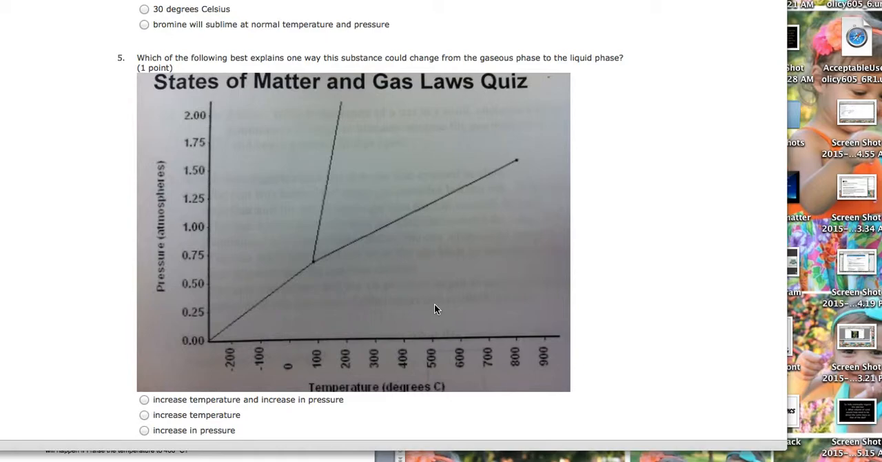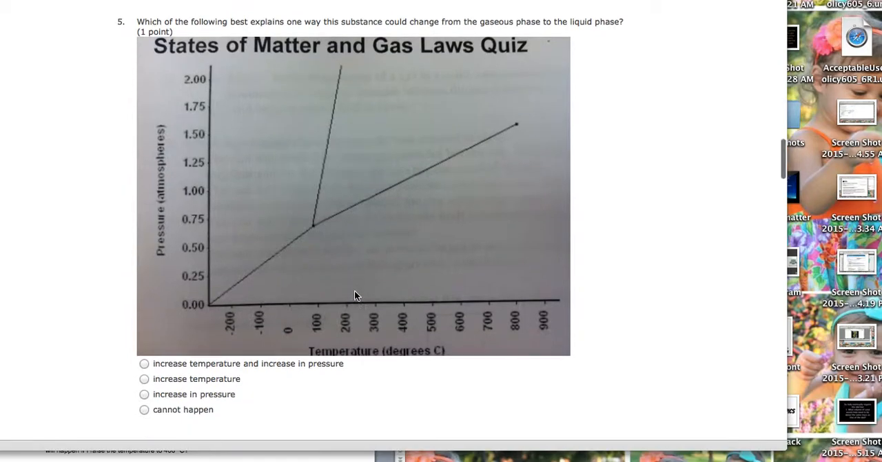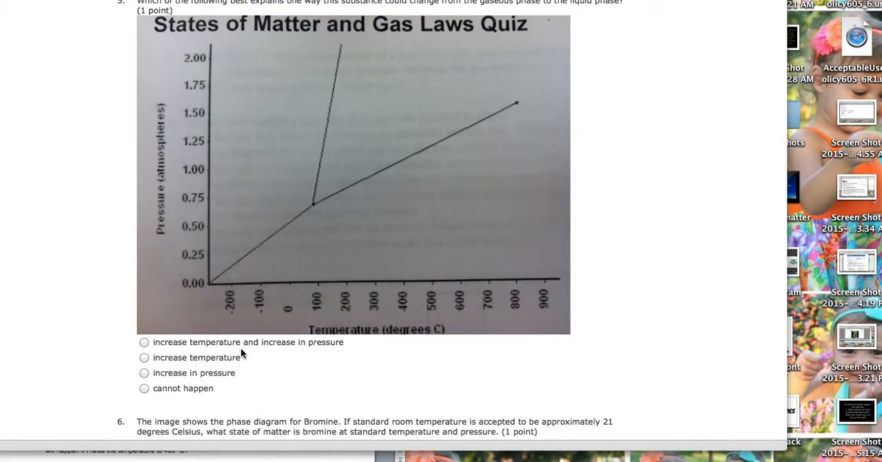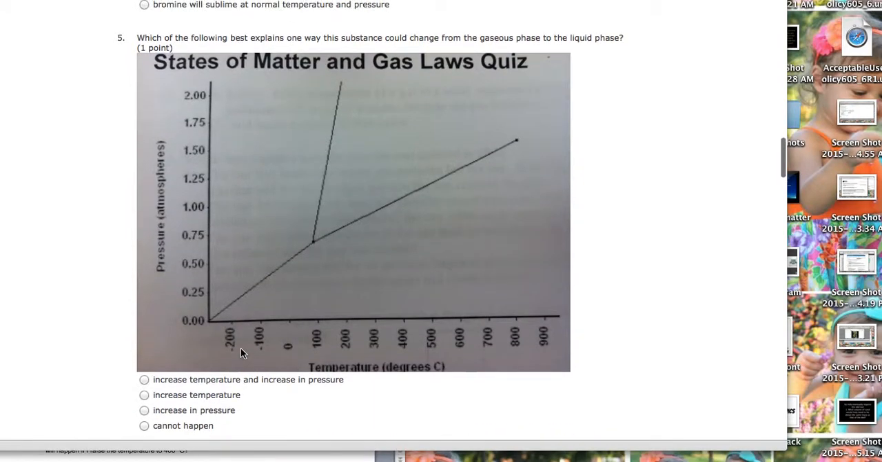So before I look at the choices, let's ask ourselves, how can I get from a gas to liquid? Well, I could come back this way, which would change something down here. Or I can go up this way. Your choices: increase the temperature and increase the pressure, increase the temperature, increase the pressure, or you cannot do that. There is no way on here to go from a gas to a liquid. Those are your choices.